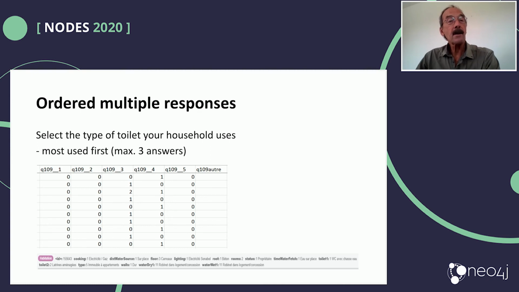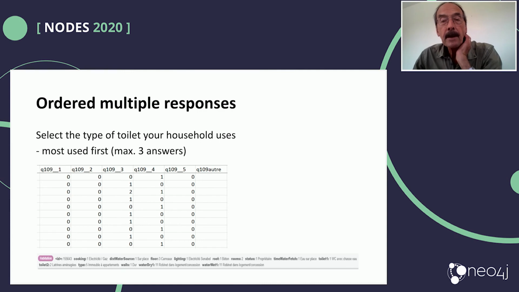So how does our data look? For this question, we see that we get several columns, several variables, one for each toilet type, and each row represents one household. So household 1 just got a toilet type 4. Household 2 got a toilet type 3, but the third household got a toilet type 3 and a toilet type 4. So how do we represent this as properties in our database?